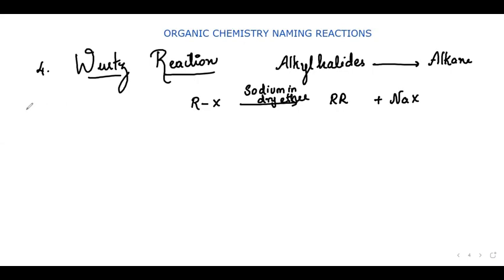So now you have to understand, in the exam, if they simply give RX with sodium and dry ether, we should understand that for this Wurtz reaction two reactants are needed. So we should understand it is 2 moles. Understood? They will simply give it, but we should understand how the reaction happens. 2 moles of RX taken.